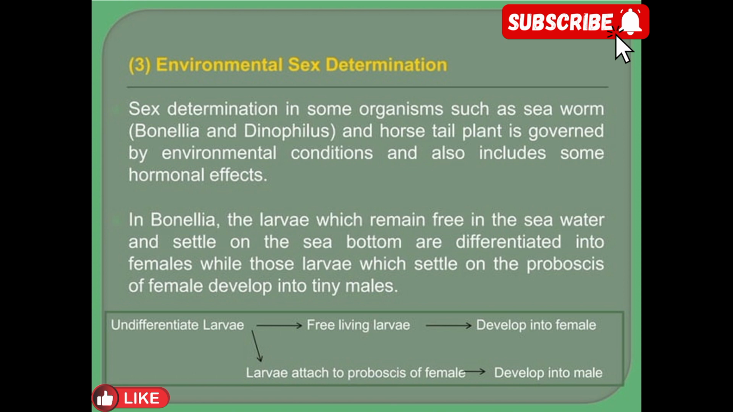Environmental sex determination. As we know, genes always react with the environment to produce the phenotypes. So the environment has its own role in the determination of the sex of an individual in some organisms. For example, sex determination in some organisms such as the sea worms Bonellia and Dinophilus, and the horsetail plant, which is known as Equisetum, is governed by environmental conditions and also includes some hormonal effects. In Bonellia, the larvae which remain free in sea water and settle on the sea bottom differentiate into females, while those larvae which settle on the proboscis of a female develop into tiny males.